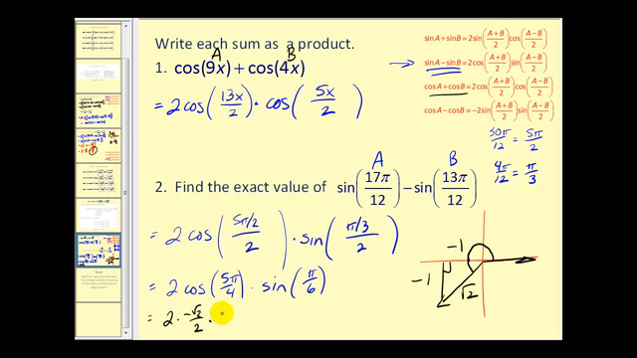Now we need to find the sine of pi over 6. Well, pi over 6 radians would be here with a reference triangle of a 30, 60, 90. So we have 1, 2, square root 3. Everything's positive. So the sine of pi over 6, opposite over hypotenuse, is 1/2. Let's go ahead and simplify this. Looks like we have negative square root 2 divided by 2 as the exact value of this difference.